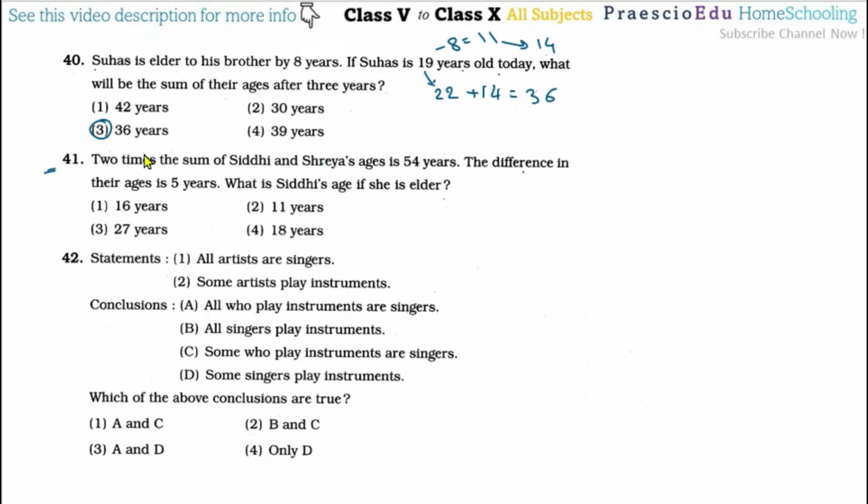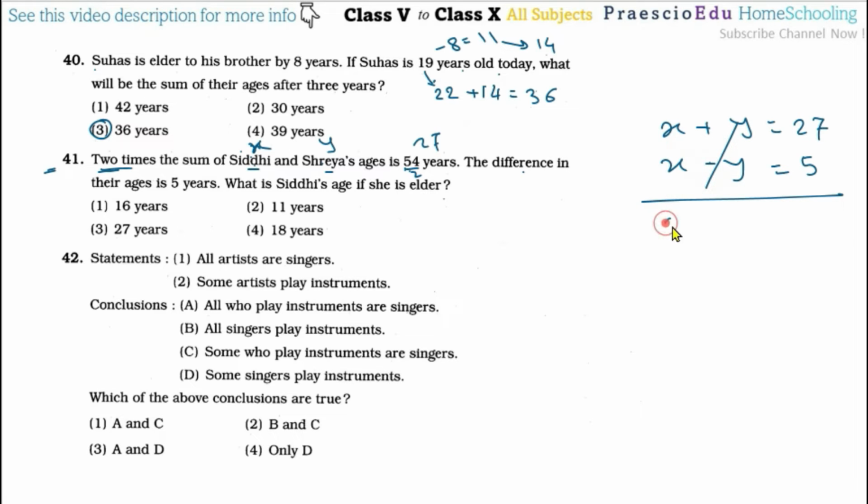Now question number 41 again. 2 times the sum of Siddhi and Shreya's ages is 54. Suppose Siddhi's age is x and Shreya's age is y. So 2x plus 2y equals 54. Dividing by 2 gives 27. So x plus y equals 27. Then the difference in their ages is 5 years. What is Siddhi's age if she is elder? Siddhi, x, is elder. So x minus y, the difference, is 5. We will add. The plus and minus cancel, and 2x equals 27 plus 5, that is 32.